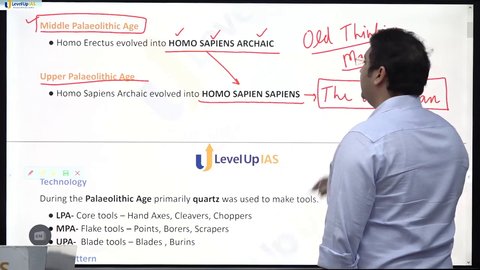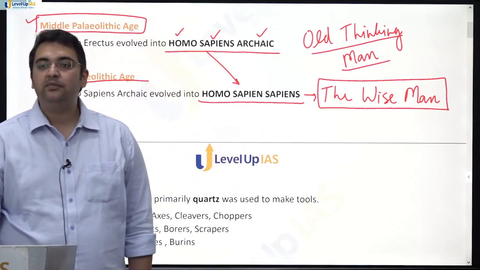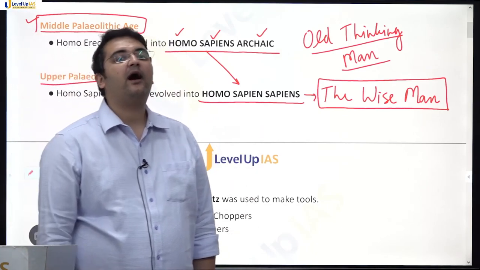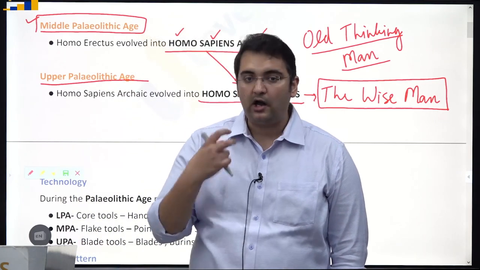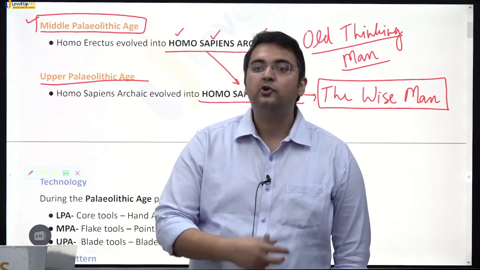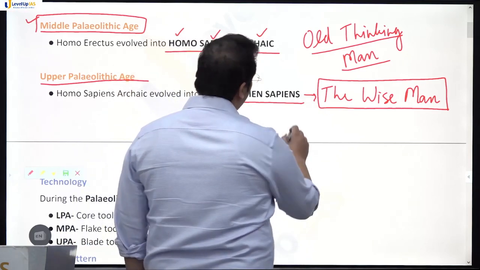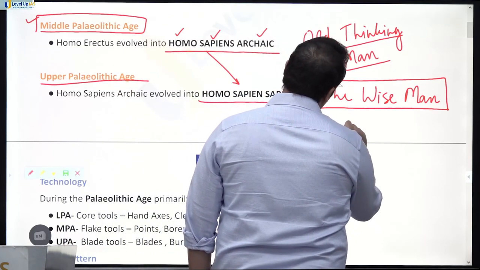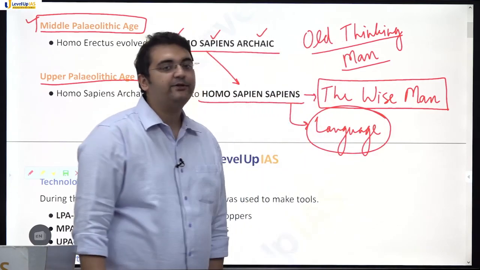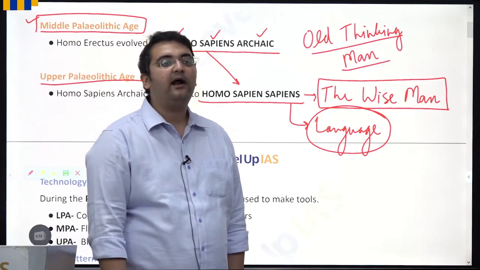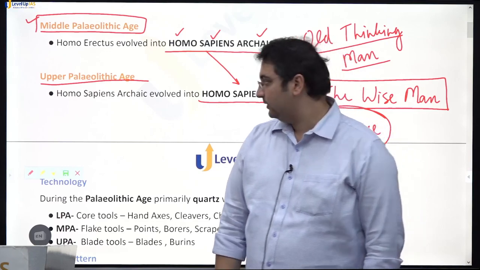And it was only in this stage that human beings developed the ability to communicate with each other. Their minds and their vocal cords were now anatomically proficient enough to have spoken language, to speak to each other. Okay? So, language was a product of which of the Paleolithic ages? Lower, middle or upper? Upper Paleolithic age. Okay, you will remember, good.